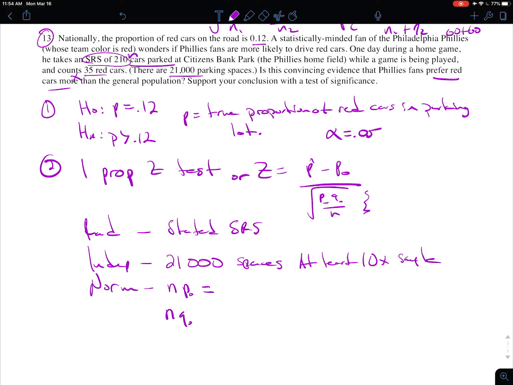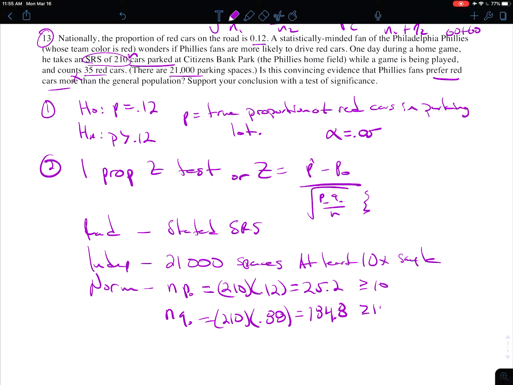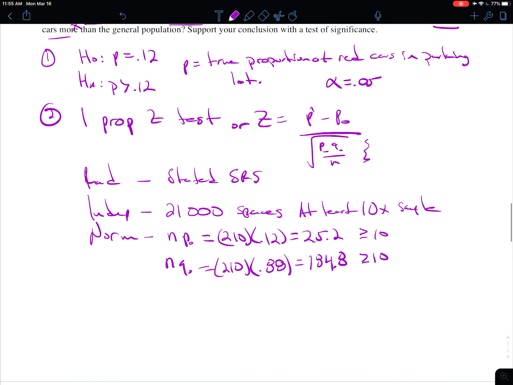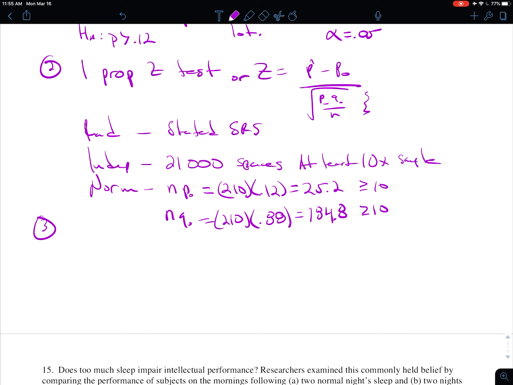np, which is, let's see, 210 times 0.12, 25.2, and then 210 times 0.88 is 184.8, both of which are greater than or equal to 10. So we're good. All the conditions have been met, and we've stated as much. Step 3, and I'll truncate this at some point, but give myself some room. This is where we are going to do the work.